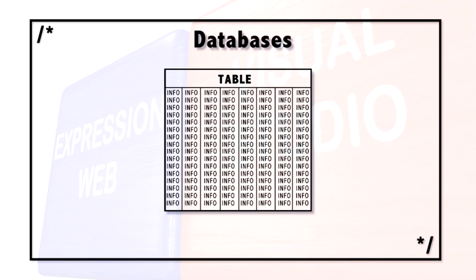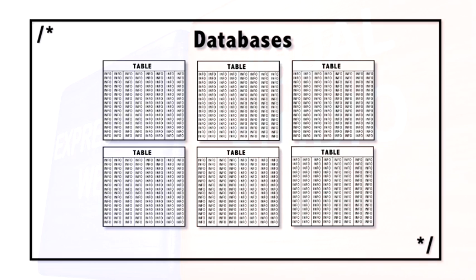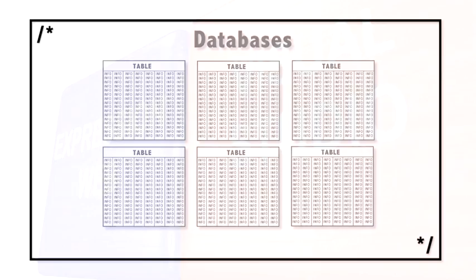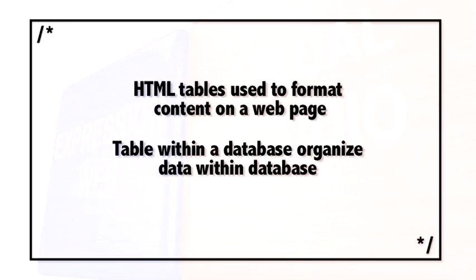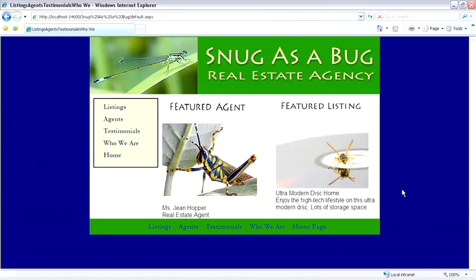Before we start combining the power of a database with a dynamic website like I was just describing, I also want to spend a little time going over how databases themselves are organized. Essentially, a database is a collection of information collected in one or more tables. Each table has multiple rows organized in columns. Before I go on, I want to distinguish between HTML tables, which are used to format content on a web page, and tables within a database, which are used to organize data in the database itself. These are very different kinds of tables, and although we'll be working with both of them in this series, they're not the same thing.